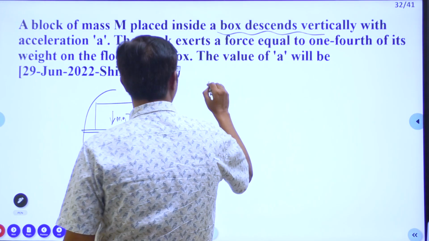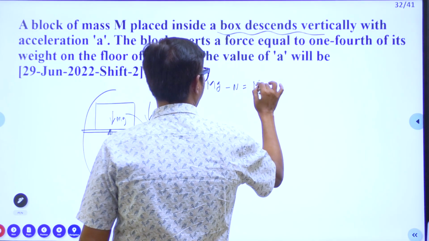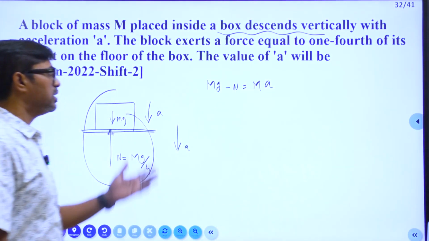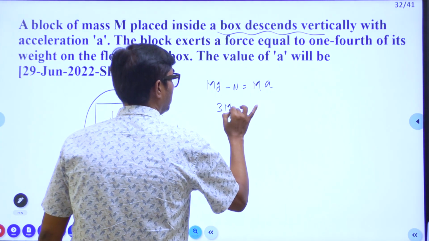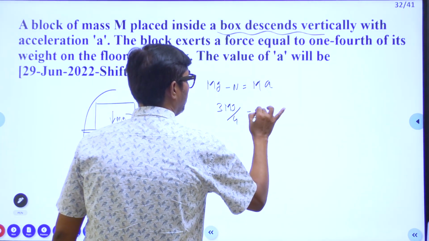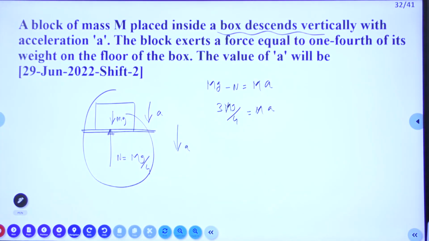Very straightforward. Net force in the direction of acceleration: mg minus N equals m into a. N is mg by 4. mg minus mg by 4 is 3mg by 4. 3mg by 4 equals m into a. m gets cancelled, you will get 3g by 4. A equal to 3g by 4. That's the answer we have. Next problem.